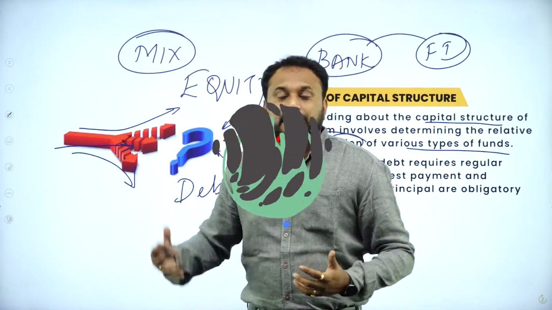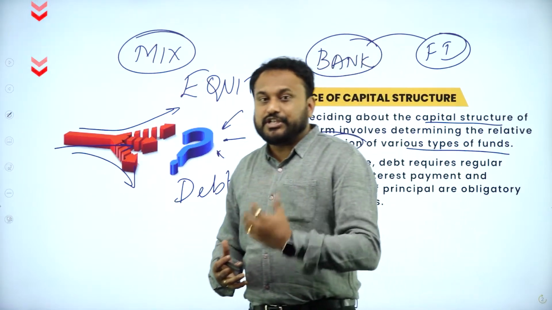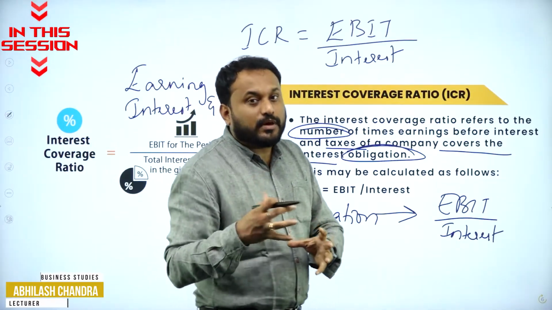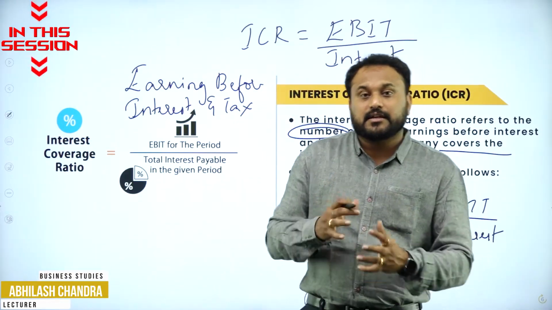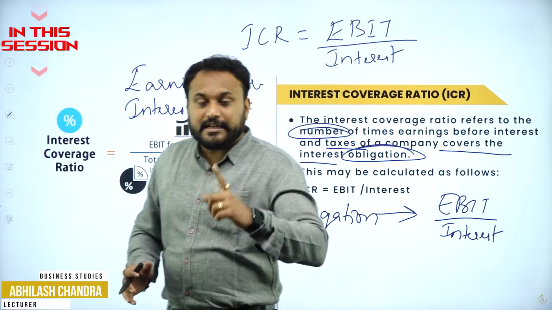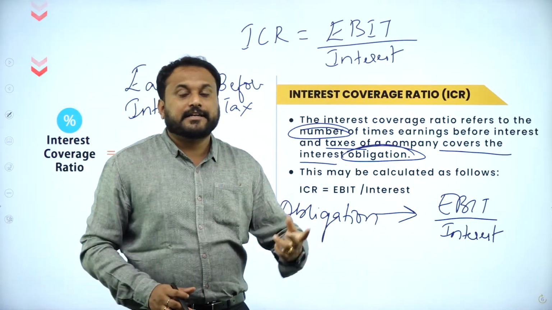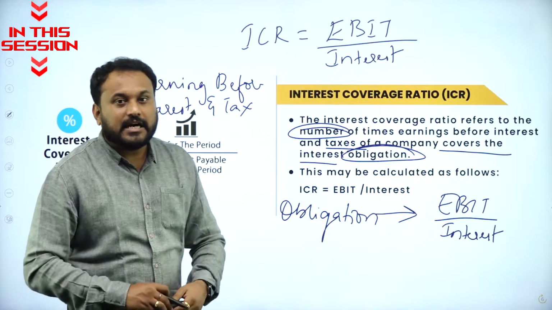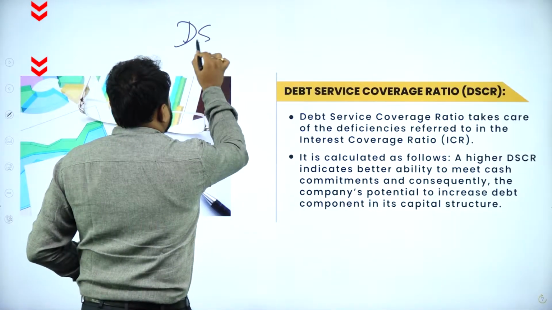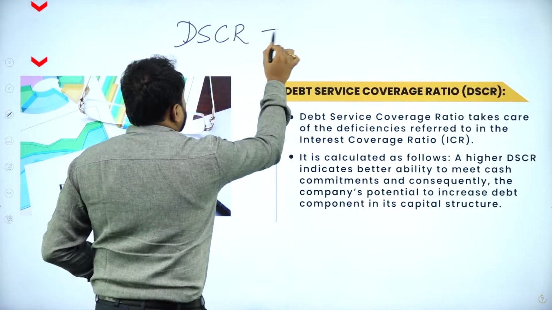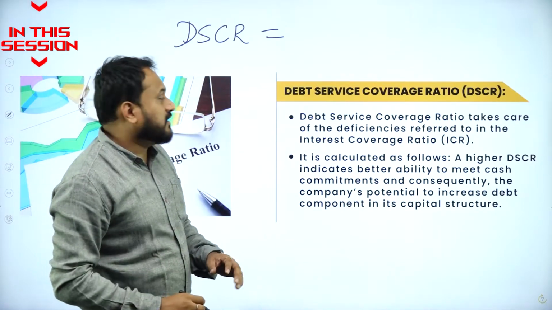People who want to invest in your company check the borrowed fund, the amount you have before covering certain things, that is the income tax as well as the interest. We call that ICR. It's called DSCR. We call that as what? Debt service coverage ratio.